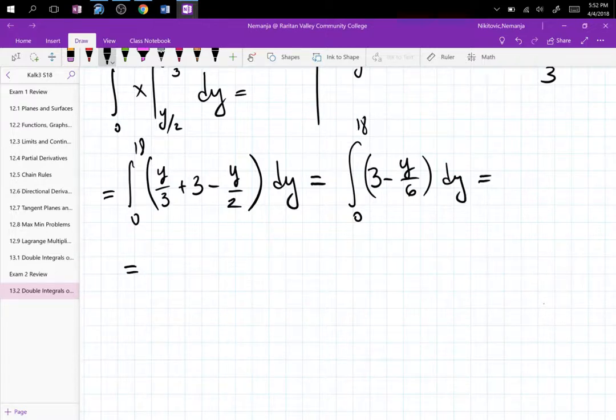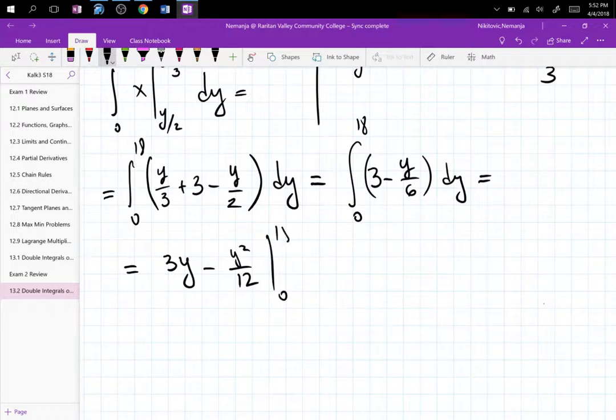It's time to integrate. We have 3y minus y squared over 12, because y squared over 2, 2 times 6 is 12, computed from 0 to 18. We do not have to worry about 0, because it's a polynomial. But if we have cosines and or exponential functions, we do have to worry about it.